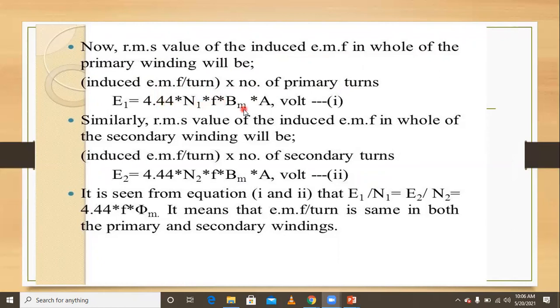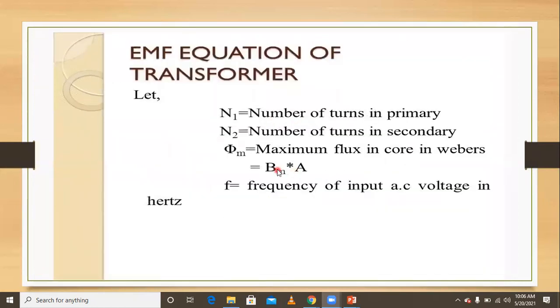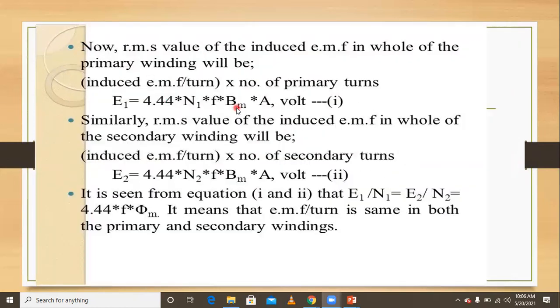Phi is equal to B into A. Substitute here and then we get E is equal to 4.44 into N into F into B into A volts. So this is the EMF induced in the transformer primary winding. This is called the EMF equation of the transformer winding.